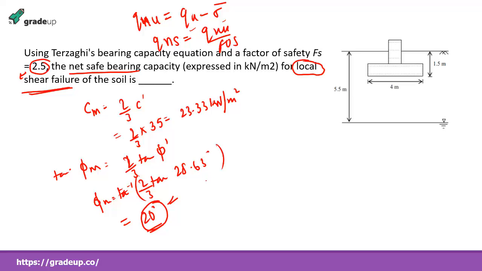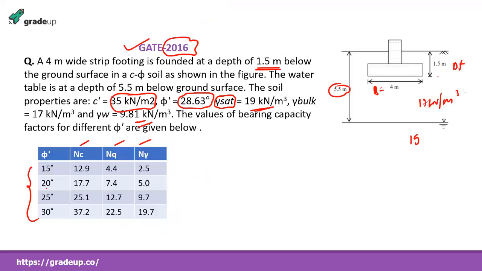The students will directly go on interpolating. They will find the value 28.63 and the values will be lying between these two values. So they will commit this mistake. You have to see this. We have to find the modified phi value and correspondingly NC, NQ and gamma value. So we get these values as 17.7, 7.4 and 5. We will use these values.